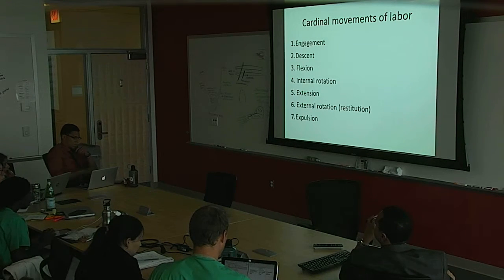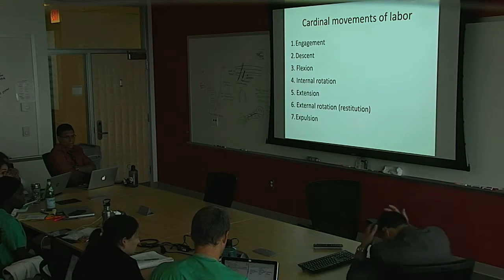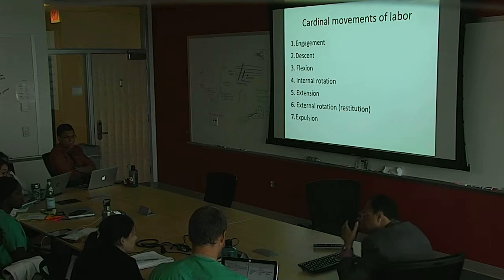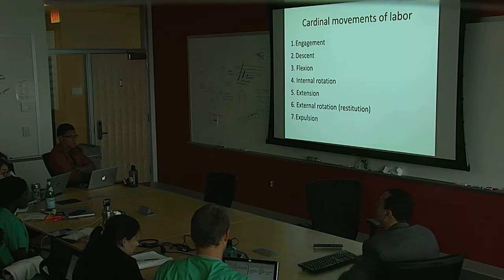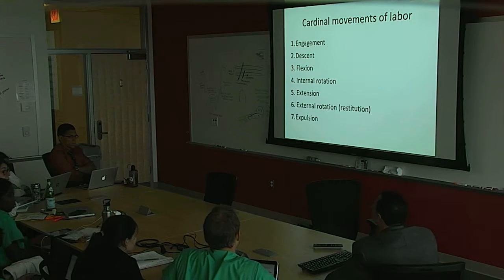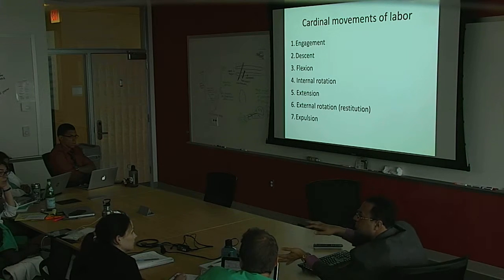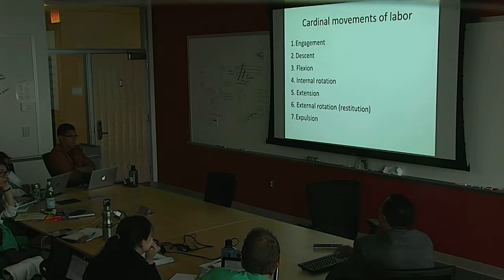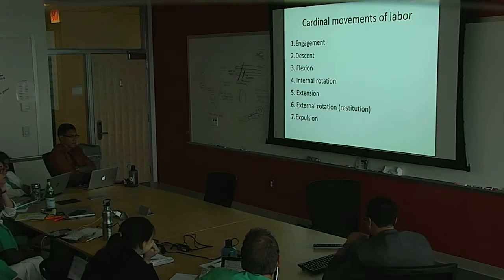Then, to deliver the baby, has anybody of you had a vaginal delivery? Okay. So how did the baby come? Come this way, correct? The head comes down. It's called extension, and that's how the baby is delivered. And then external rotation releases the rotation that happened before, bringing it back for the restitution, and then the baby gets expelled. Okay?